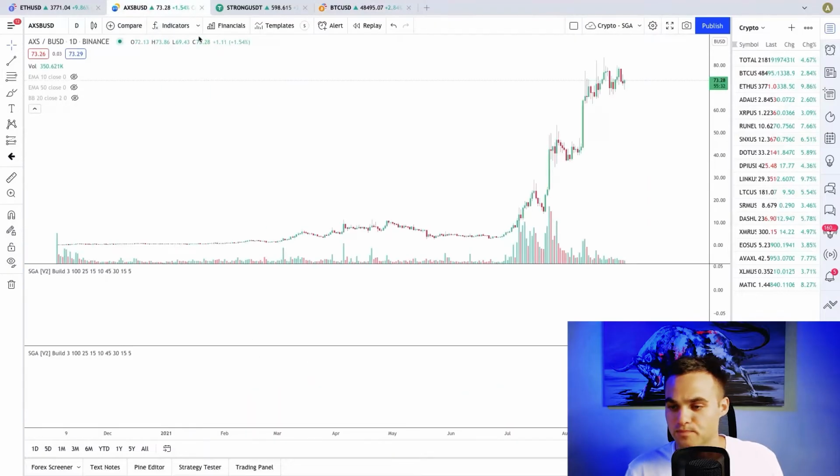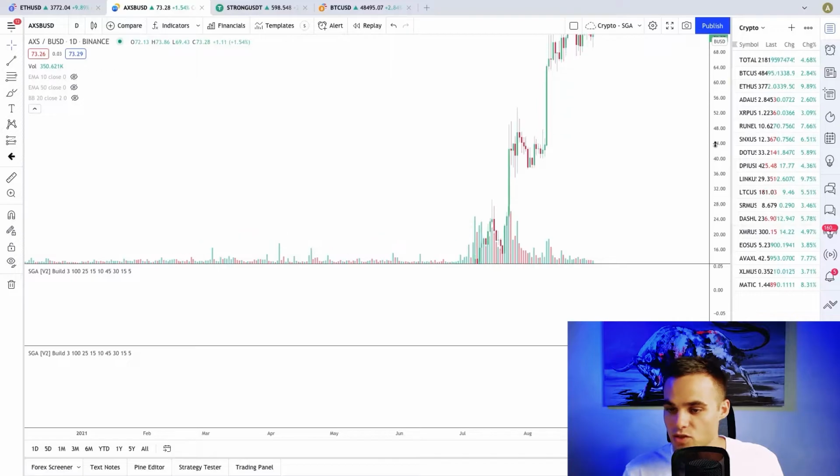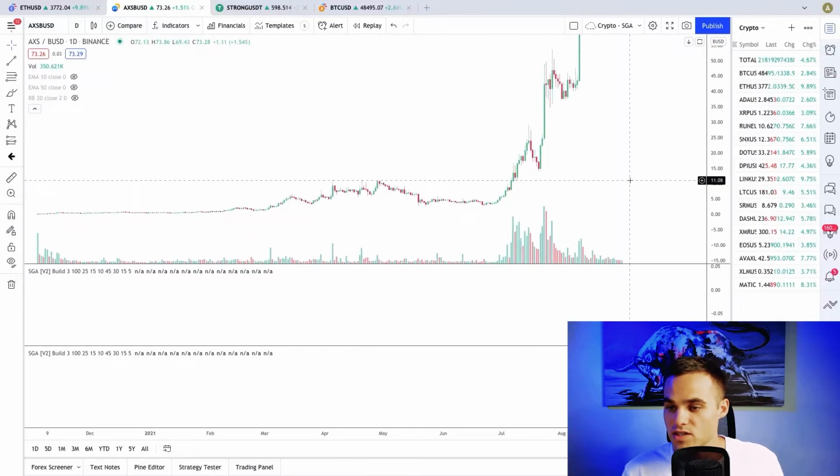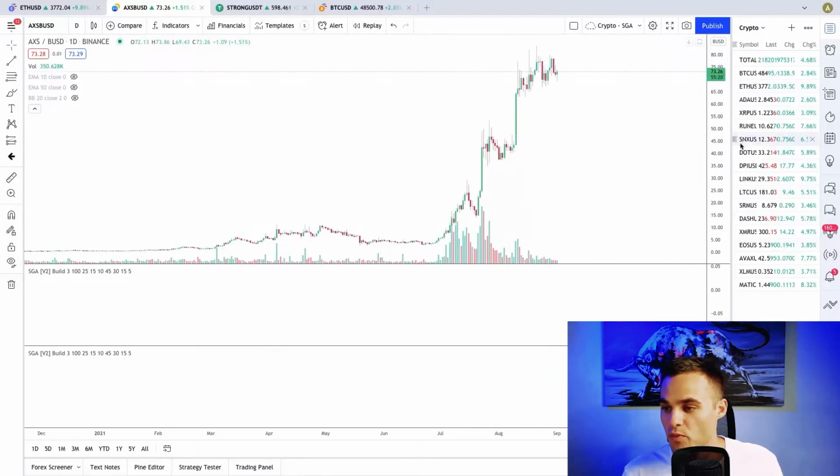What's actually happening here? So there's something psychological happening, and it's really quite simple. So here's how we were able to get in on a coin like Axie Infinity before pretty much everybody else.